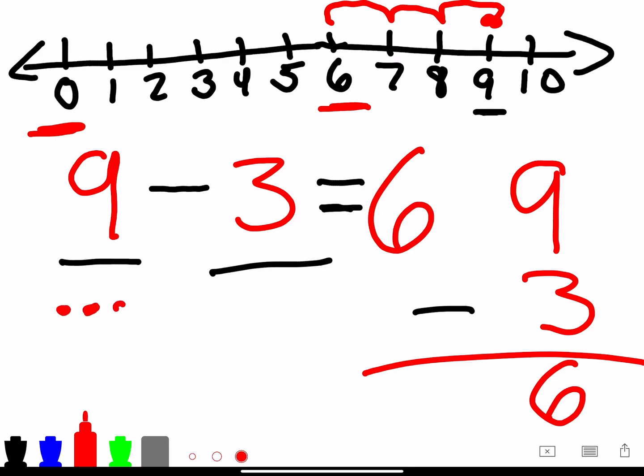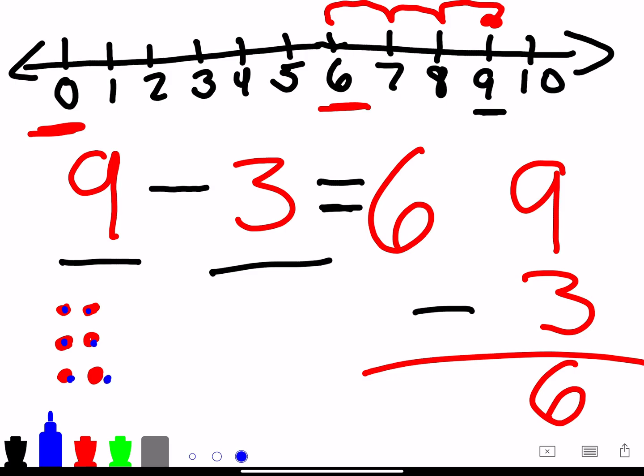So if you want to check your work using the number line, you're going to put 9 dots. So 1, 2, 3, 4, 5, 6, 7, 8, 9. But since you ate 3, yum, yum, yum, you ate 3. How many do you have left now? So let's count. 1, 2, 3, 4, 5, 6.